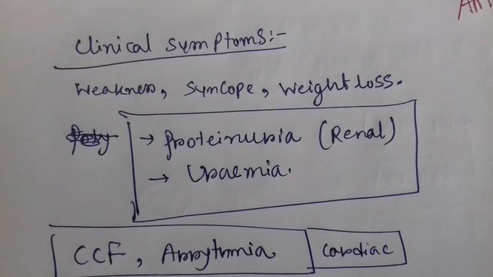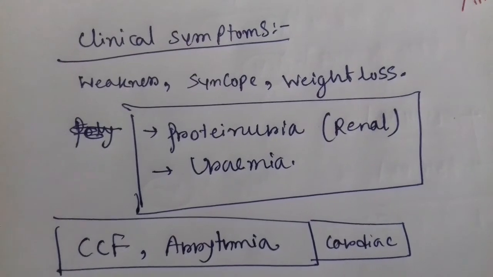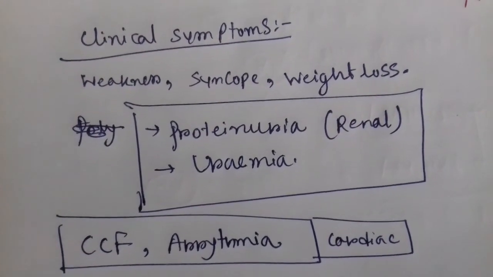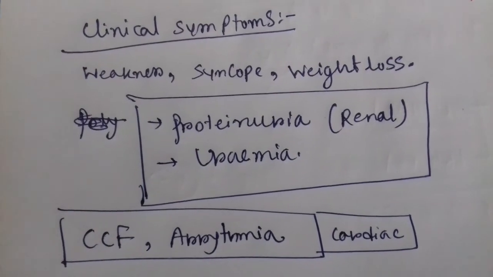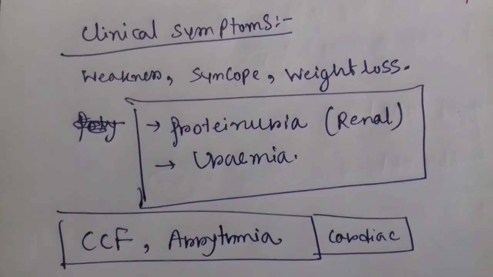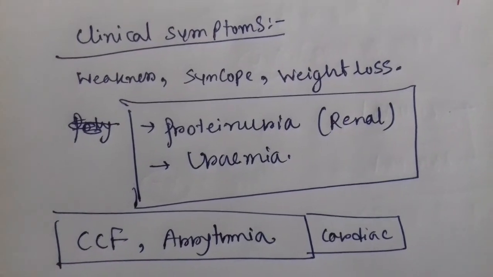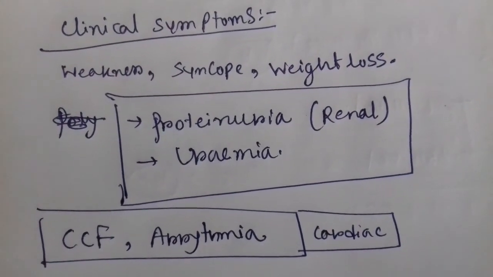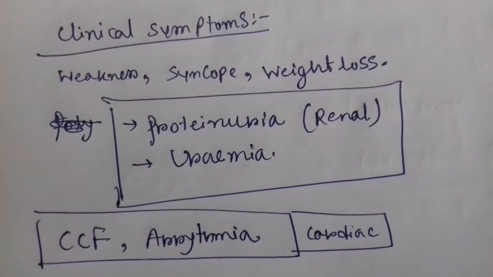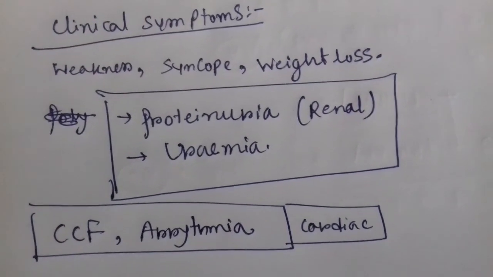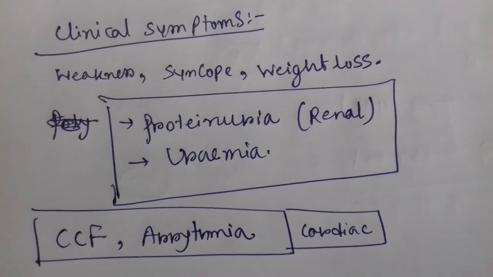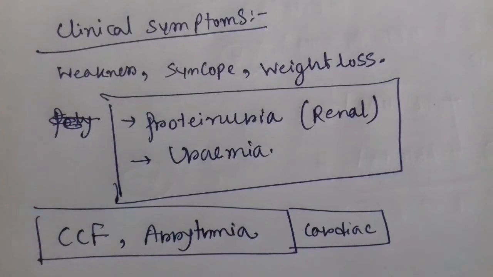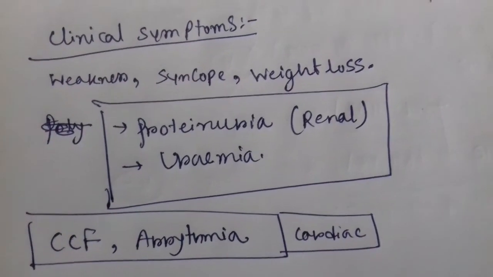The clinical symptoms associated with amyloidosis depend upon the magnitude of the deposition, and they are non-specific actually, but there are some symptoms like weakness, syncope, weight loss. And in case of renal failure, there might be proteinuria, uremia. And in case of cardiac problems, there might be chronic cardiac failure. Then there might be arrhythmia due to amyloidosis.